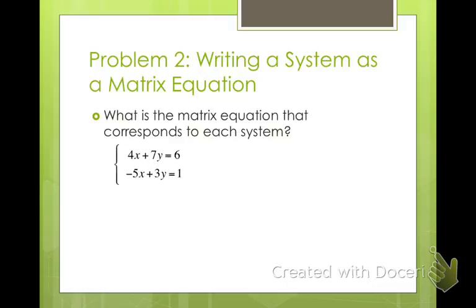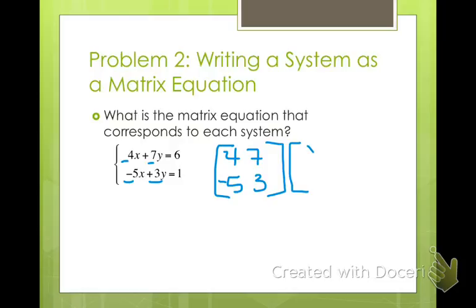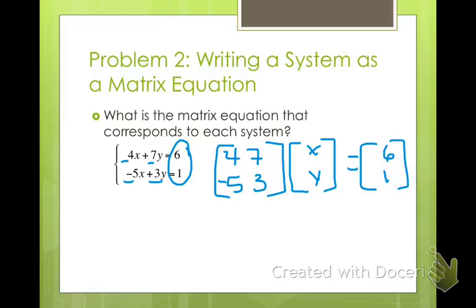So we're going to take our coefficients. Our first matrix is our coefficient matrix. So I have 4 and 7, and I have -5 and 3. And then my variables are x and y, and then it equals whatever our system equals, 6 and 1. Pretty simple, right?